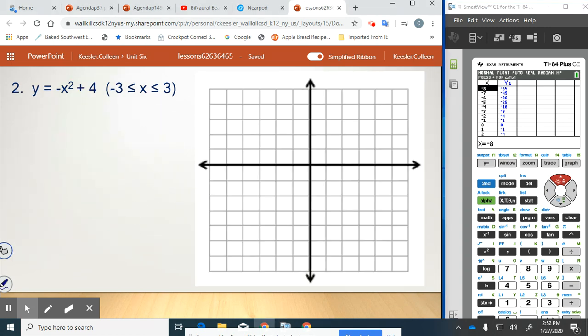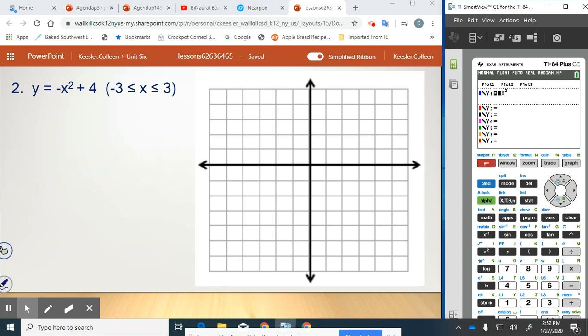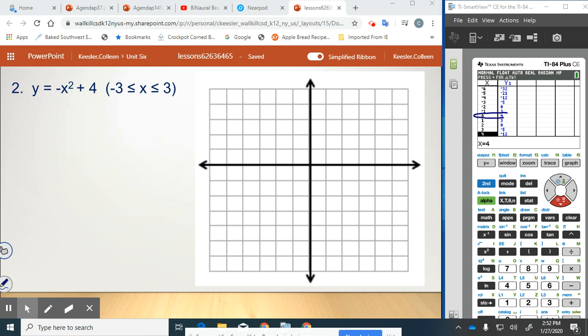Number 3, so now we have negative x squared plus 4. So we're going to go back to y equals. I'm going to just add in plus 4 and pull up the table. So now our plus 4, we have to find our vertex. So here I start to see numbers that are the same. So 0, 4 is our turning point because 4 is sandwiched between 3 and 3.